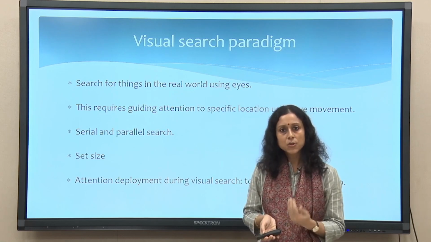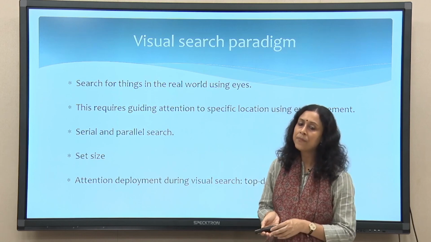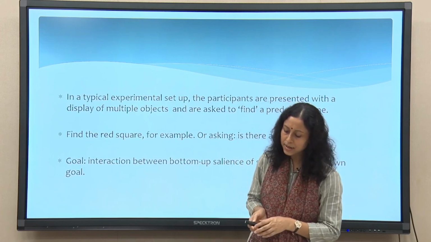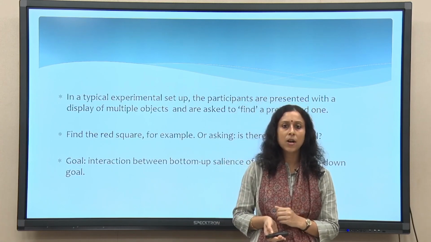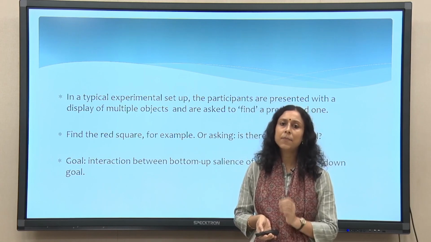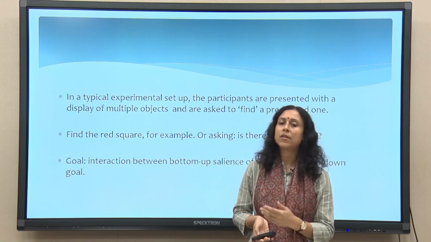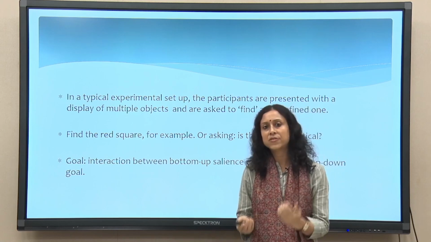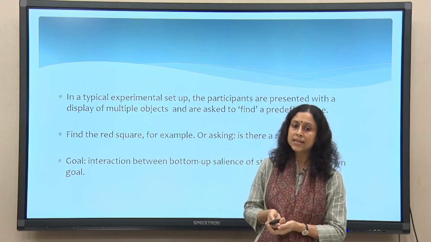So, there are of course two kinds of attentional deployment, one is top down and one is bottom up, and that is something we have already looked at. So, in a typical experimental setup, the participants are presented with a display of multiple objects as we have just seen, and are asked to find a predefined object, whether it is a red cross or a red square or something, anything. So, there is a visual display and there is an instruction to the participant, find X, find this thing in the scene.